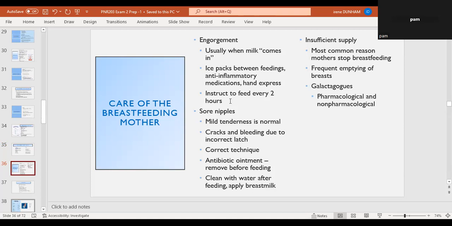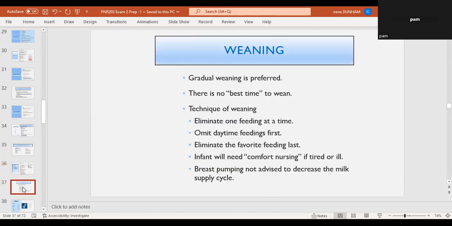And then you instruct to feed every 2 hours. In the beginning, yes, it's very demanding, so they have to feed every 2 hours. You may have some sore nipples. And remember I told you sore nipples lead to cracks and bleeding due to incorrect latchment. So you want to make sure that you are looking at the latching, and you clean with water after every feeding. Okay. All right. So those are things that you take note of. And note too, whatever you eat goes right through the breast to baby.